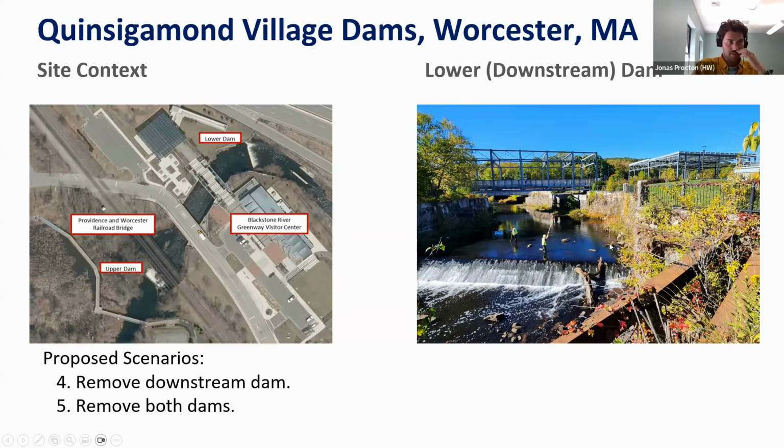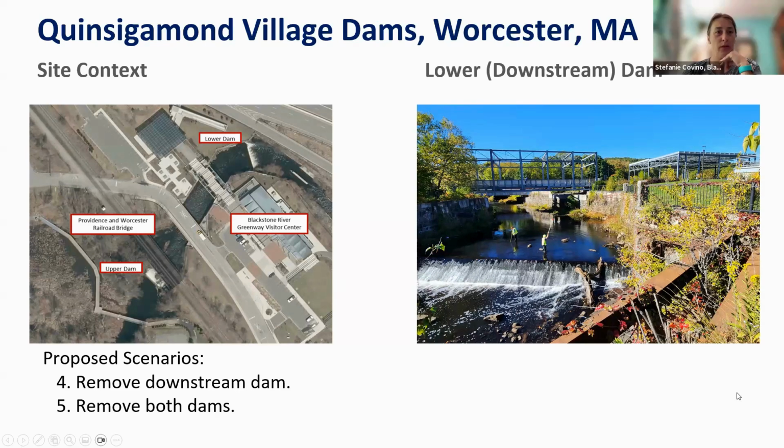This lower dam is actually older, and I think the owner is not exactly known. So we split up two more scenarios. We're continuing the count at 4 and 5. The first scenario is simply removing this downstream dam, and then scenario 5 is removing both dams, just based on the lower one being slightly more feasible from a level of impacts standpoint. It's a little bit more isolated and smaller.